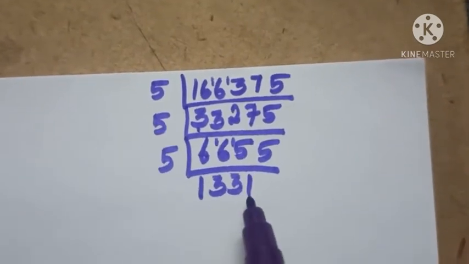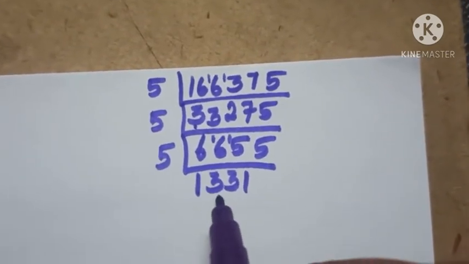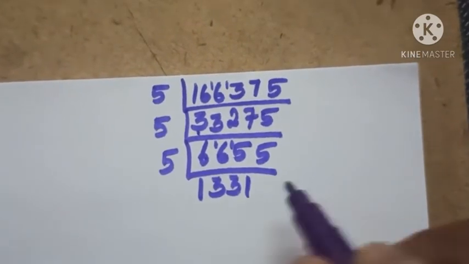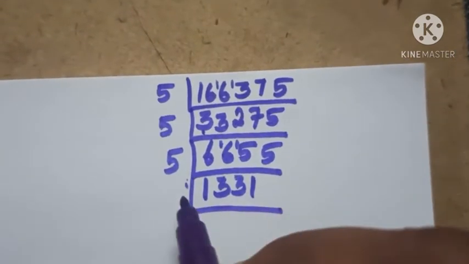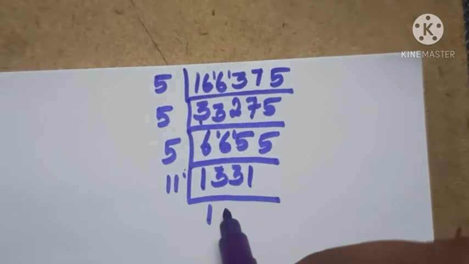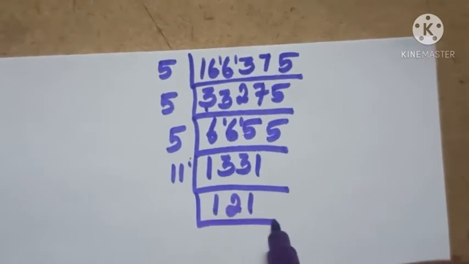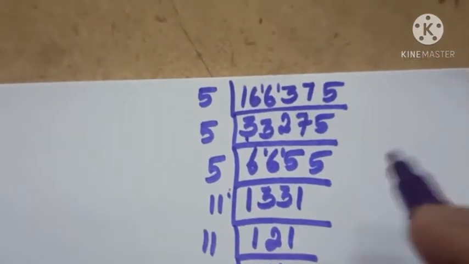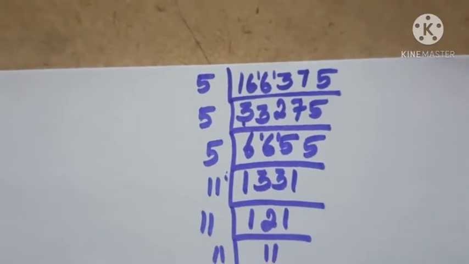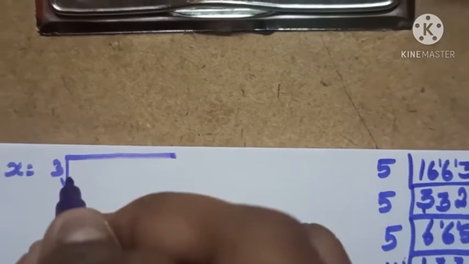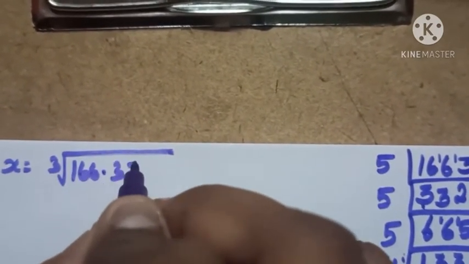So now you can see this is the cube of 11. Okay, so 1331, you know that this is the cube of 11, so I just divide by 11. So 11 1s are 11, remaining 23, 2 11s and 11 1s. Again it's 11 11s, 121. So now we end the process with 5 and 11. Okay, so we know that x is equal to cube root of what we have taken, 166.375.